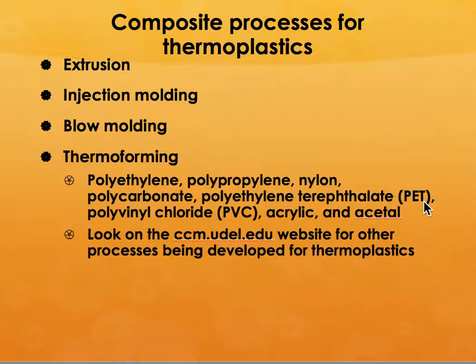For thermoplastics, you have a couple of different composite processes that you can use. The first one is obviously extrusion. The next one is injection molding. You can inject this matrix and the fibers into a mold, or you may apply some kind of blowing pressure in order to blow that into a mold, and you may have a mold around which it will go and stop. Or you may have a process called thermoforming.